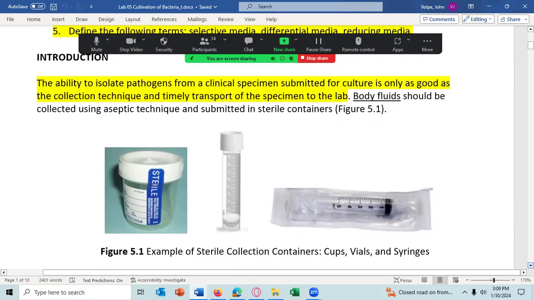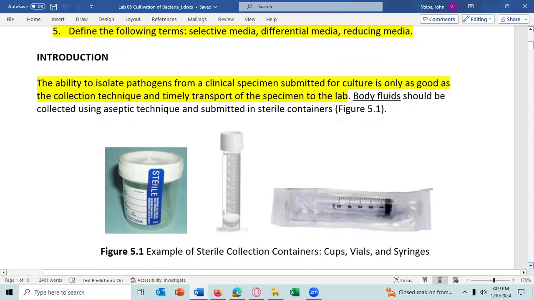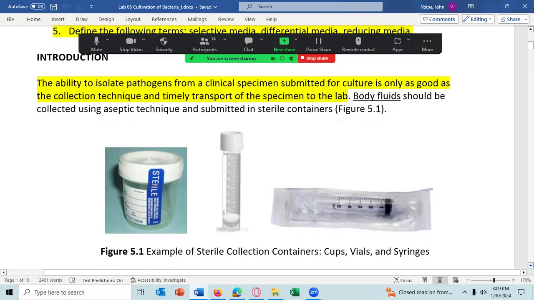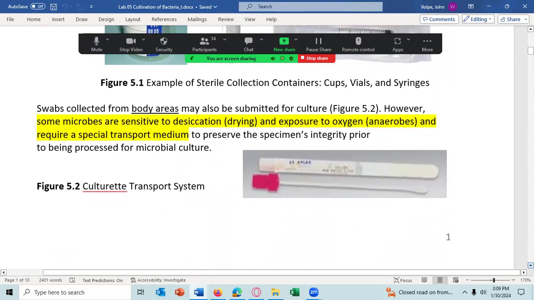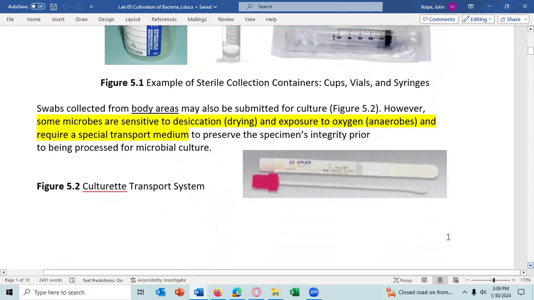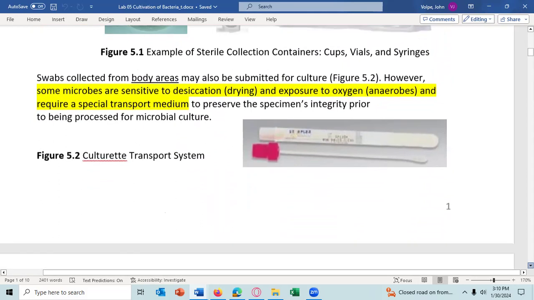All right. The ability to isolate pathogens from a clinical specimen submitted for culture is only as good as the collection technique and the timely transport of the specimen to the lab. Some microbes are sensitive to desiccation, meaning they'll dry out, and some are sensitive to exposure to oxygen, most anaerobes, for example. And these require a special transport medium to keep the specimen alive.